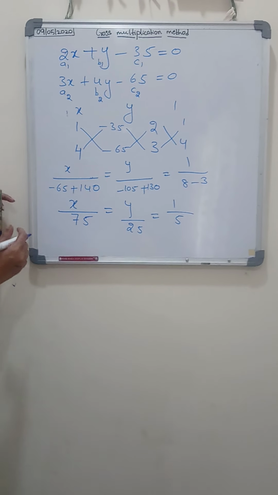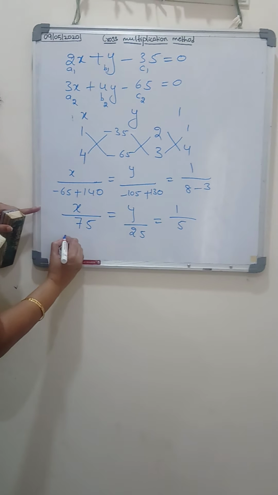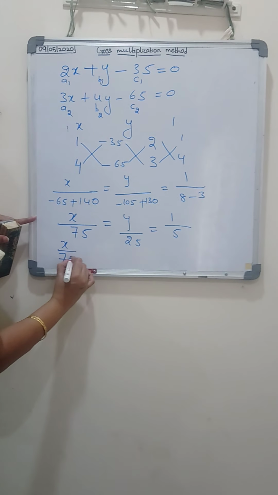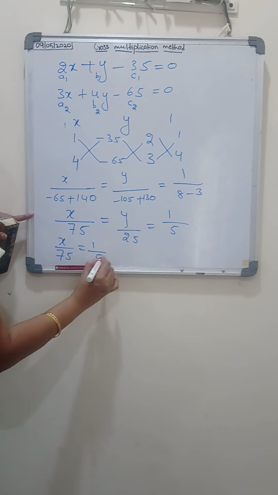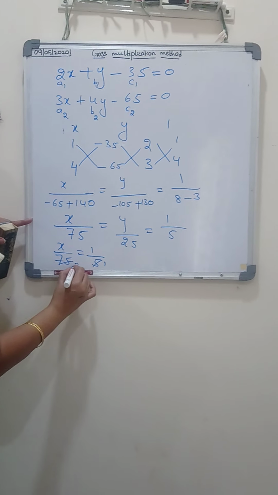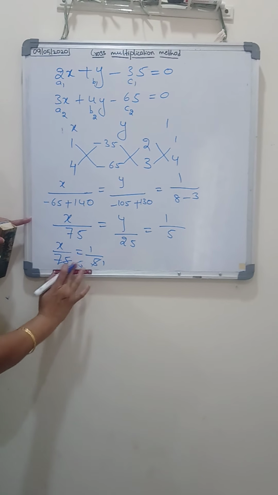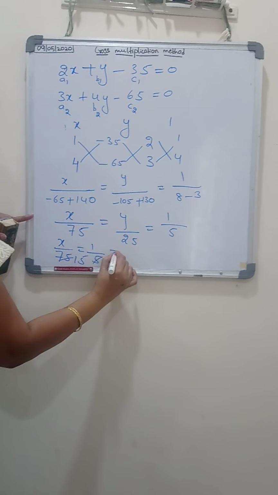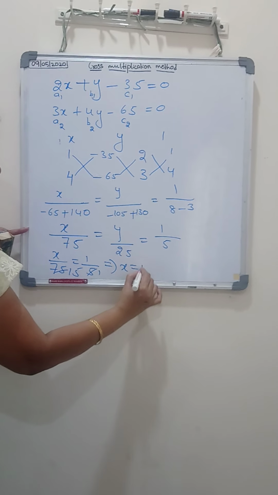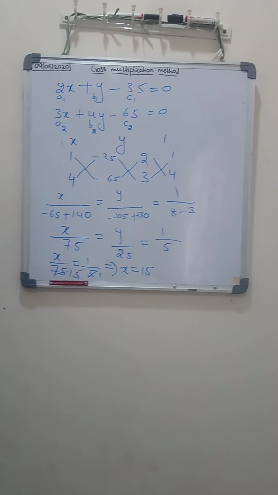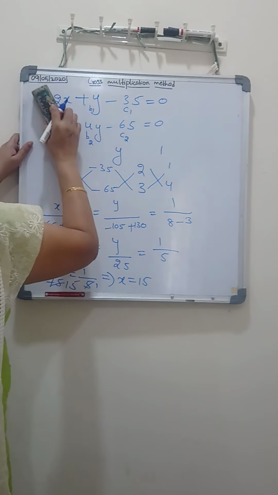Okay. Now on equating x by 75 is equal to constant 1 by 5. 5 ones are 5, 5 15s are 75, implies x equals 15, you got, children. Now on equating y terms.